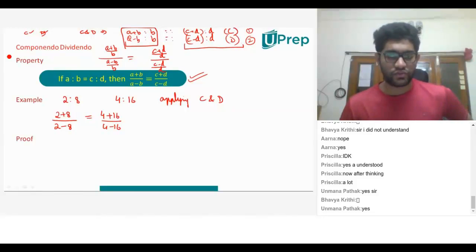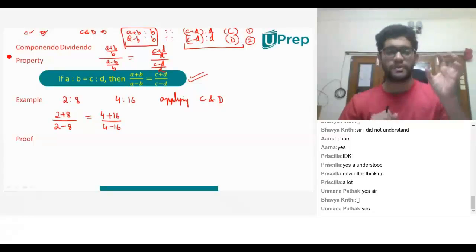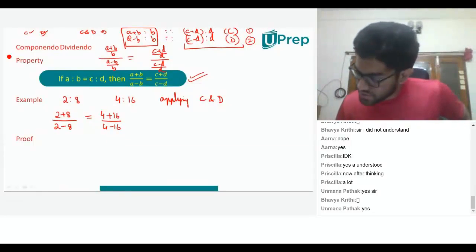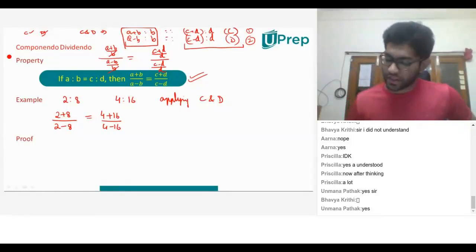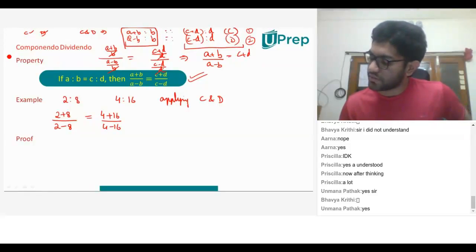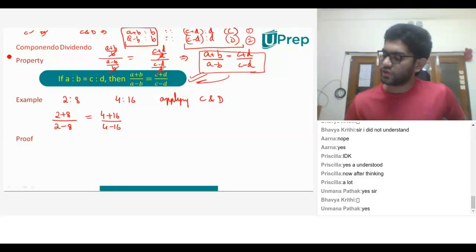Is everyone clear with this? I am not doing anything. Yes, sir. Componendo separately, dividendo separately, and I divided. Now what all get cancelled? Common denominators get cancelled. So what am I left with? A plus B by A minus B is equal to C plus D by C minus D. That is exactly what the property has also given us.